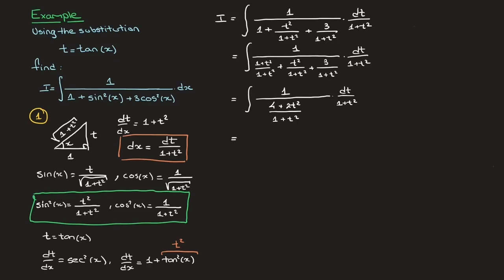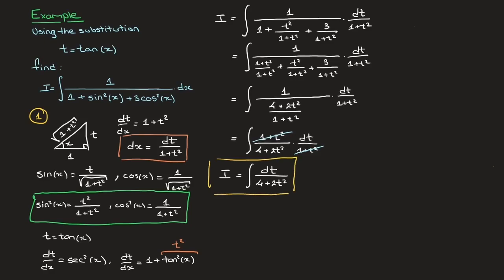And that becomes the integral of 1 plus t squared over 4 plus 2t squared, with our dt over 1 plus t squared at the end. And we quickly see that these 1 plus t squared terms cancel each other out, leaving us with I is equal to the integral of 1 over 4 plus 2t squared. And that's our first step done properly. We've now rewritten the integral in terms of the new variable t in its simplest form.